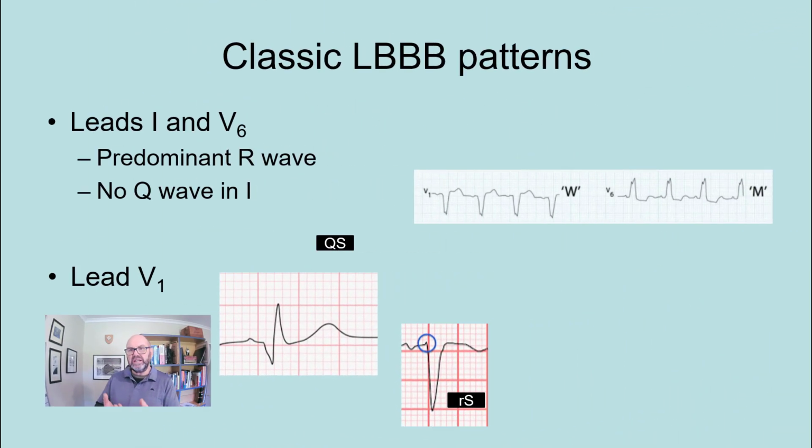There couldn't be a rule without exceptions, and here are the various morphologies that would meet the deep S wave required in lead V1. So we may have a QS complex, so that is the start of a Q wave that goes broad and deep to form an S wave instead. Or sometimes there may be a tiny R wave that gives us an exception to the deep S wave requirement.